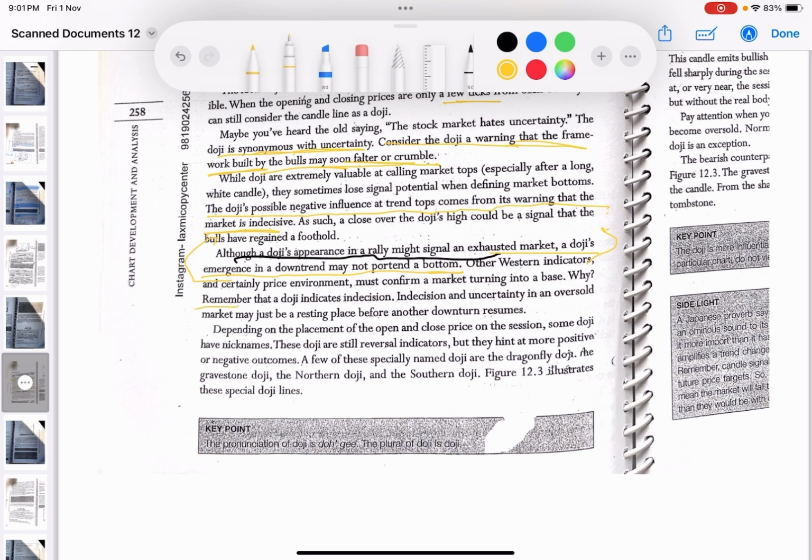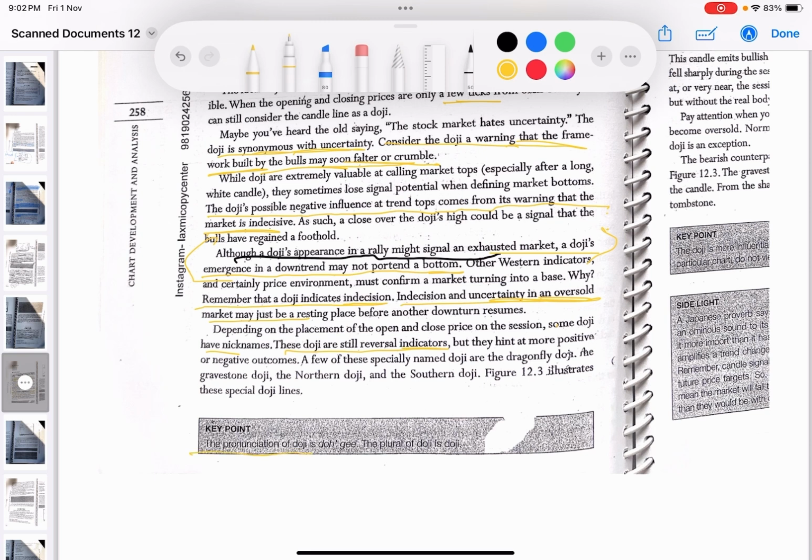Why? Because remember that doji indicates indecision. Indecision and uncertainty in an oversold market may just be a resting place. So if the doji is formed in an oversold market, it can just be a resting place. But if a doji is formed in an overbought market, then it might become a reversal. Depending on the placement of the open and closing price in the session, some doji have nicknames. These dojis are still reversal indicators. So these are just different types of dojis which we will see.